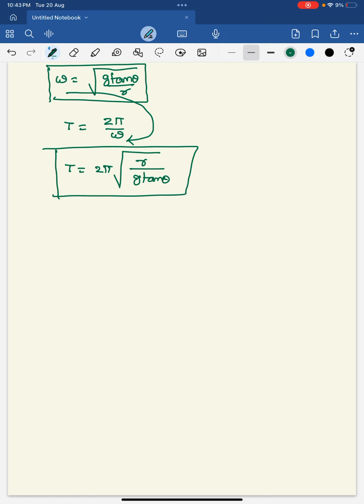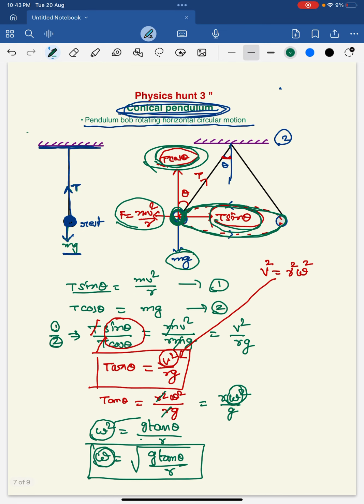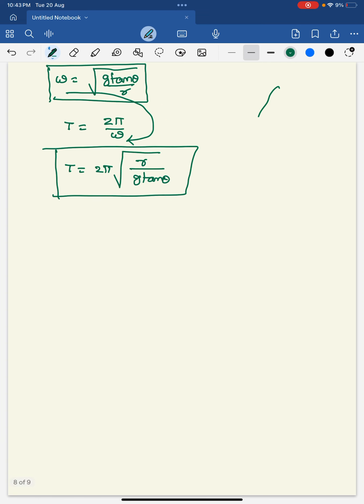Look at this diagram here. It looks like one triangle, so theta will be there. I'm drawing here: this is the bob, this will be the radius, this will be the length, and this is theta. From this right angle triangle, sine theta is opposite side by hypotenuse. The opposite side is r and the hypotenuse is L. So sine theta is equal to r by L. From this, r is equal to L sine theta.